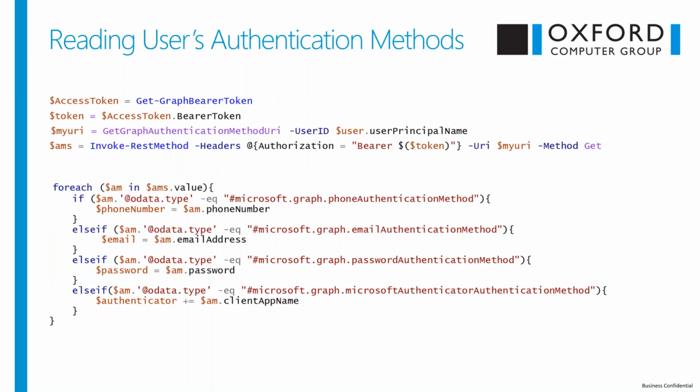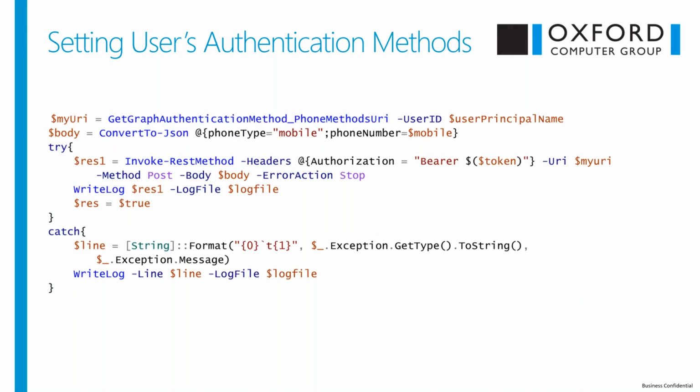Okay, so here we put it all together. At the top, we'll get the Graph bearer token. We'll parse that out. We'll then get the URI, updated with the username. We'll make a call off to Azure with Invoke-RestMethod over there. And then we're going to get a collection of all the authentication methods that are on the user. So we'll just loop through them in the foreach and extract the ones that we're interested in.